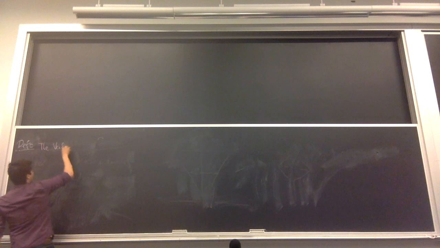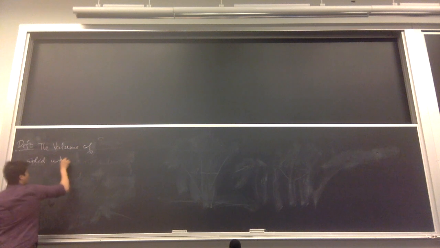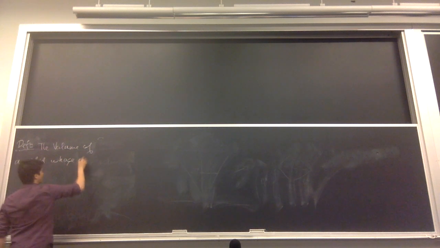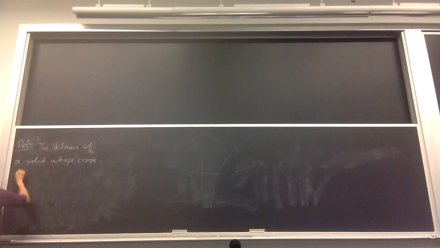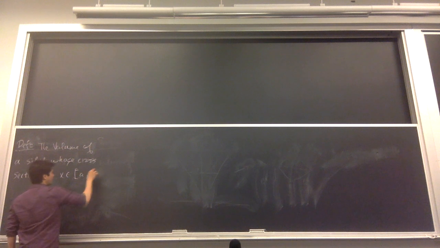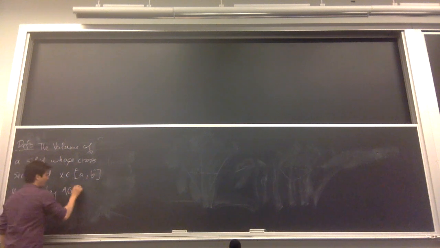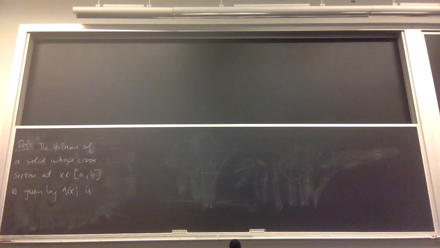The volume of a solid whose cross-section at x in the interval AB is given by A of x, is, and you're going to tell me what it is.